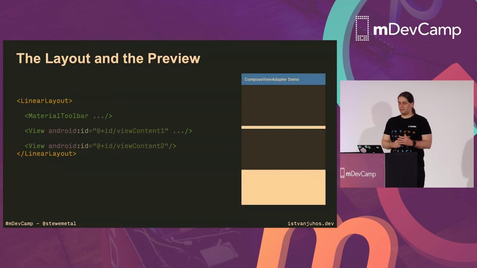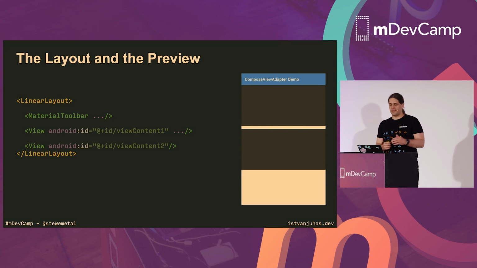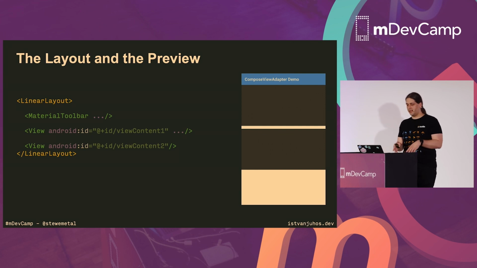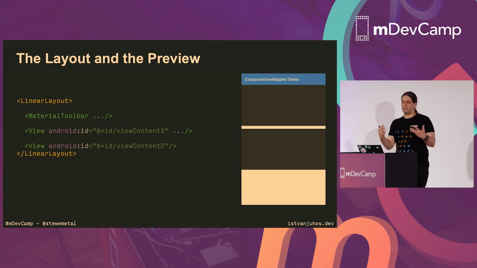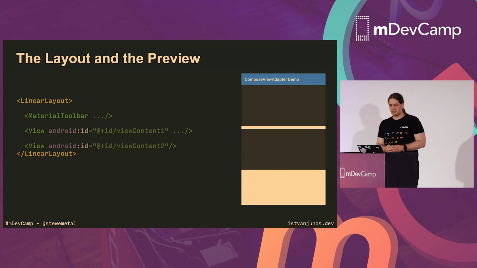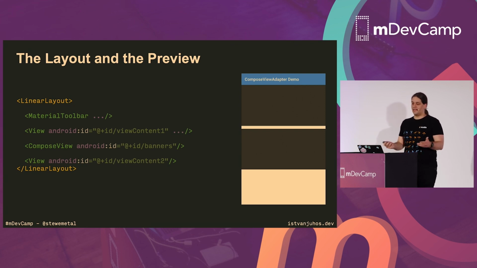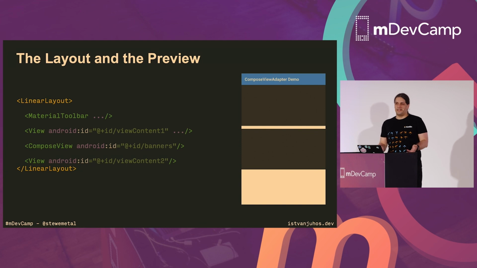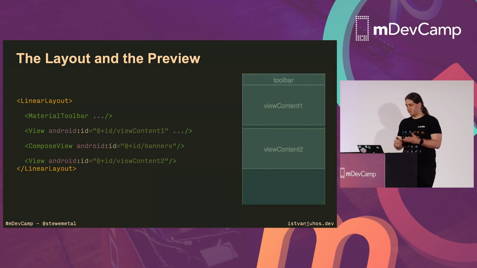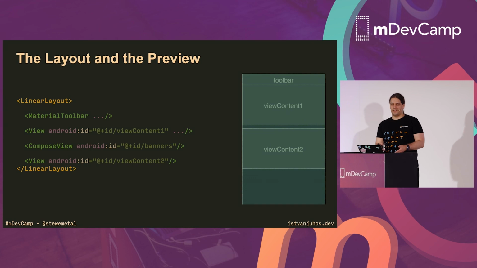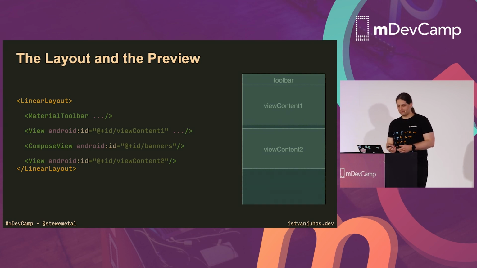OK, so let's put this into context. This is a screen for this example. There is a material toolbar, and there are two placeholder views that you might want these banners to be placed between. So let's try to do just that. Let's add the compose view to the layout. And as before, we can't see any change here in the XML preview because compose view doesn't know what to render here. If we look at the blueprint view of the preview, it supports that. There is nothing, just padding between the two placeholders. Let's change that.